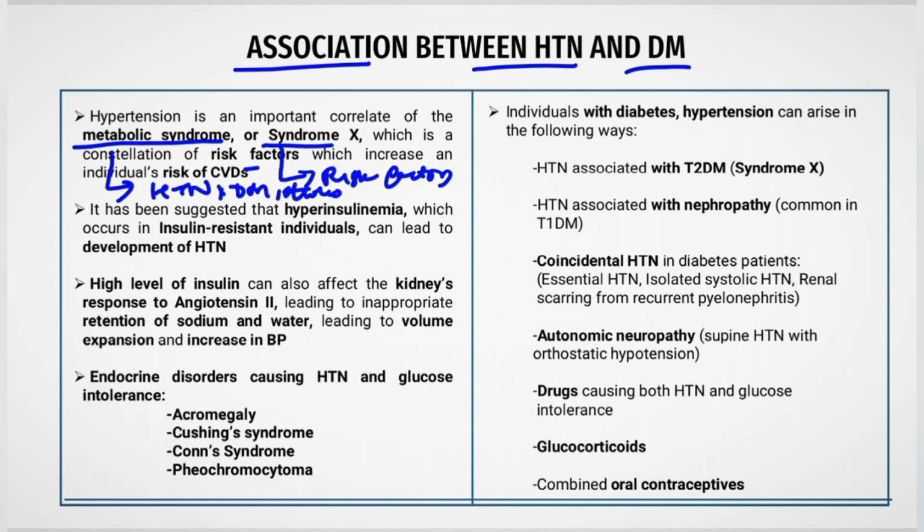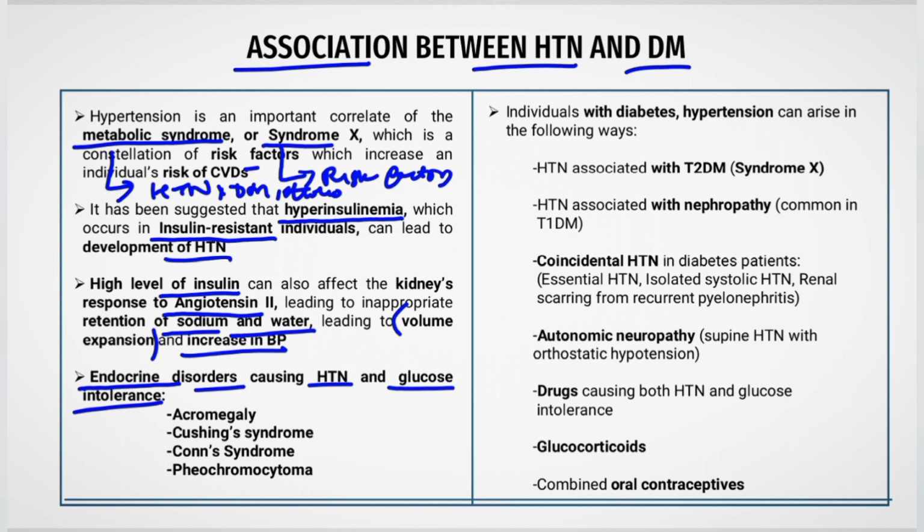It has been suggested that whenever there is hyperinsulinemia in an individual with insulin resistance, it can also lead to the development of hypertension. This high level of insulin can affect the kidney's response to angiotensin 2, and this inappropriate response of angiotensin 2 can lead to retention of sodium and water by the kidney, leading to volume expansion and ultimately causing an increase in the blood pressure level. There are a few endocrine disorders which are associated with hypertension as well as glucose intolerance. They are acromegaly, Cushing syndrome, Conn's syndrome, pheochromocytoma.